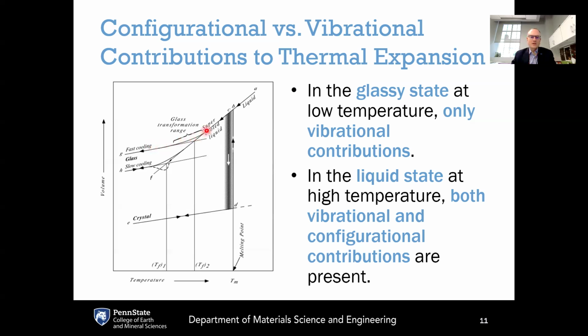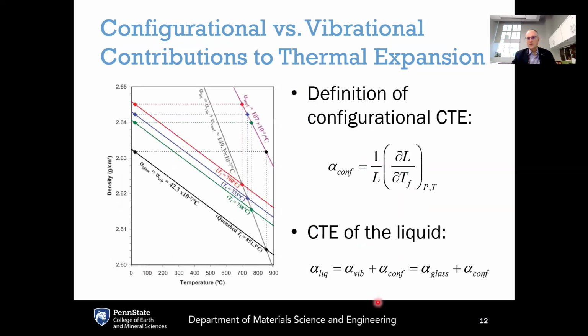However, as we heat through the glass transition region and get into the liquid state, you see that there is a steeper slope here. That steeper slope is because the liquid has not only the vibrational part of the CTE, but also a configurational part of the CTE due to the ability of the liquid to rearrange its structure and to access different configurations in response to changing temperatures. And so in the liquid state, we need to consider both vibrational and configurational contributions to the thermal expansion coefficient.